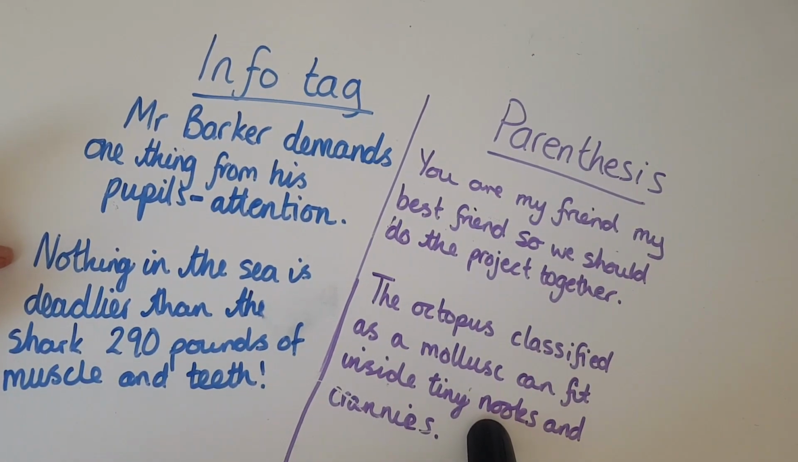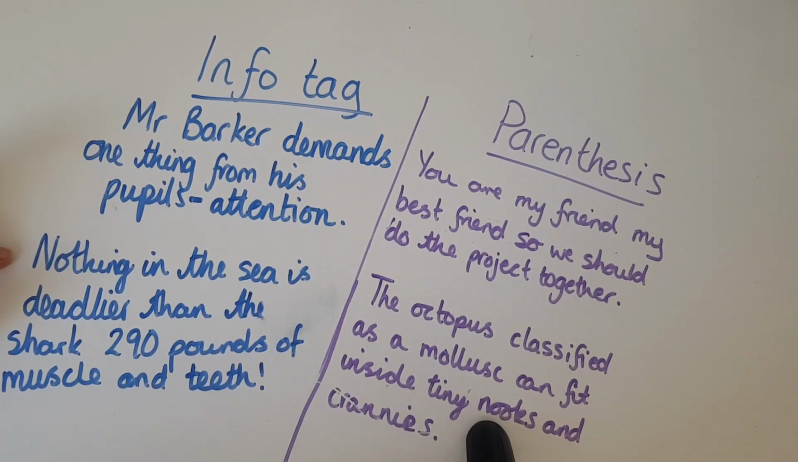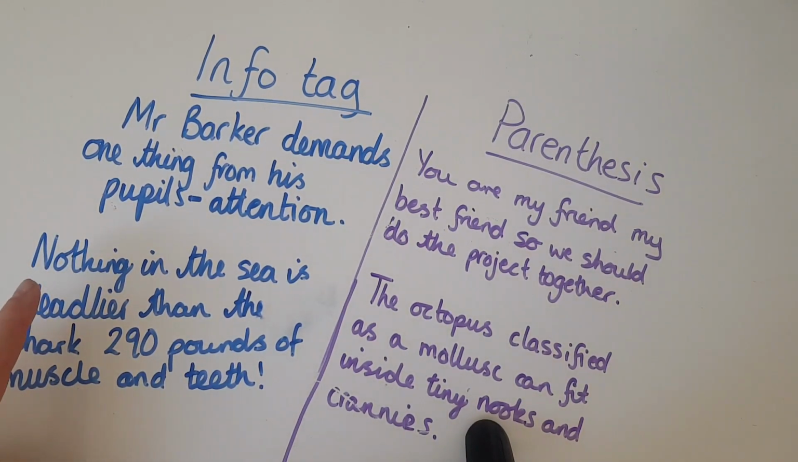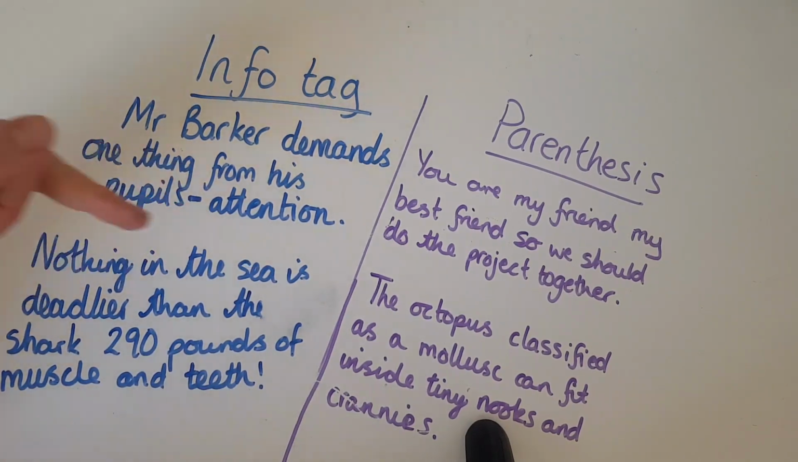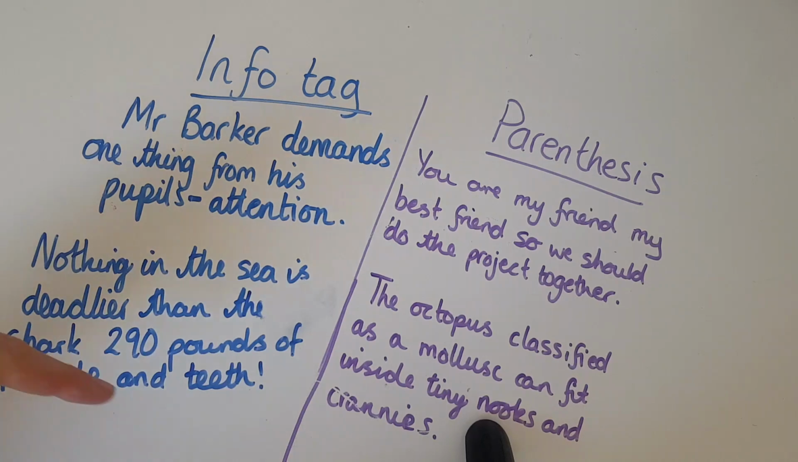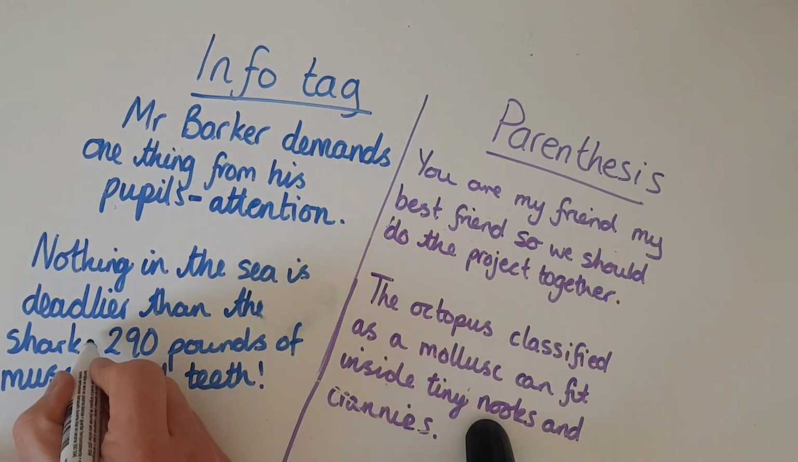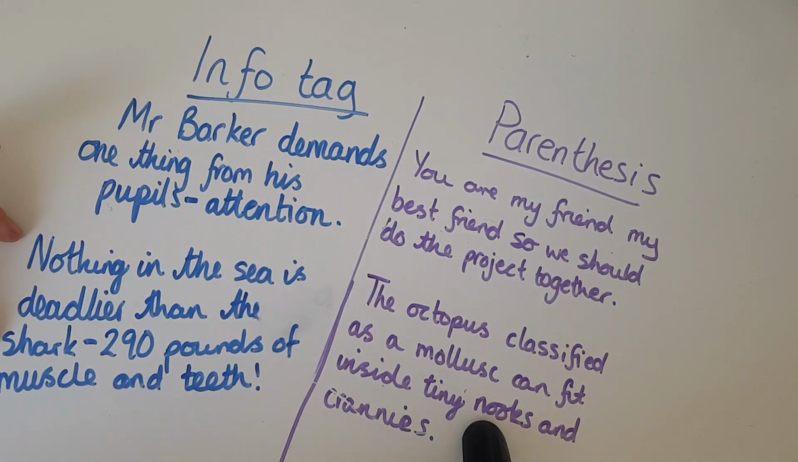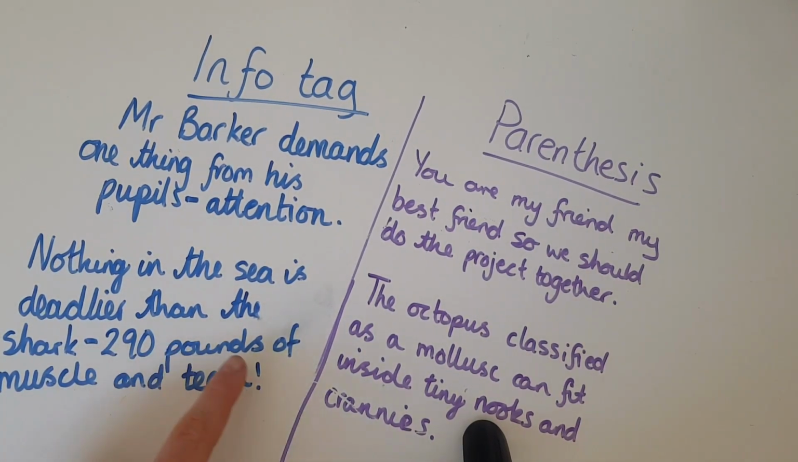Pause the video, have a go and see if you are correct. Okay, so let's read the sentence as it is. It won't make sense. Nothing in the sea is deadlier than the shark, 290 pounds of muscle and teeth. What? Too much information there. So what is my subject and what is my predicate? Nothing in the sea is deadlier than the shark. And then it's got 290 pounds of muscle and teeth. So if I put my dash there, what I've now got is my main clause, and then I've got my info tag at the end.